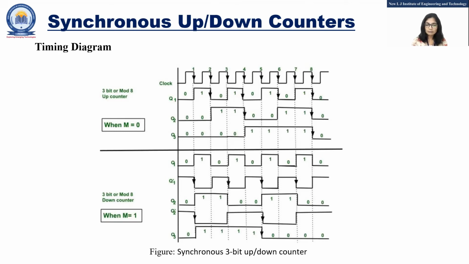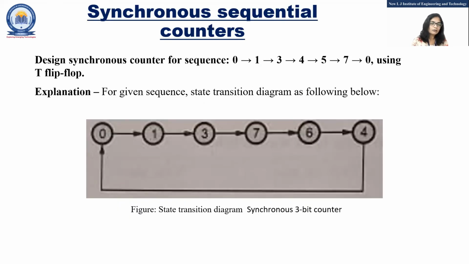This is the timing diagram of the synchronous up and down counters. Fine. Now we will see synchronous sequential counters. Suppose the sequence is given like this way: 0, 1, 3, 4. This is not an up counter or down counter, but the sequence is not in order. Like this way, 0, 1, then 2 is skipped, then 3, 4, 5, then 6 is not there, 7. Like this way you have to count, right? So for that, you have to design a synchronous counter.